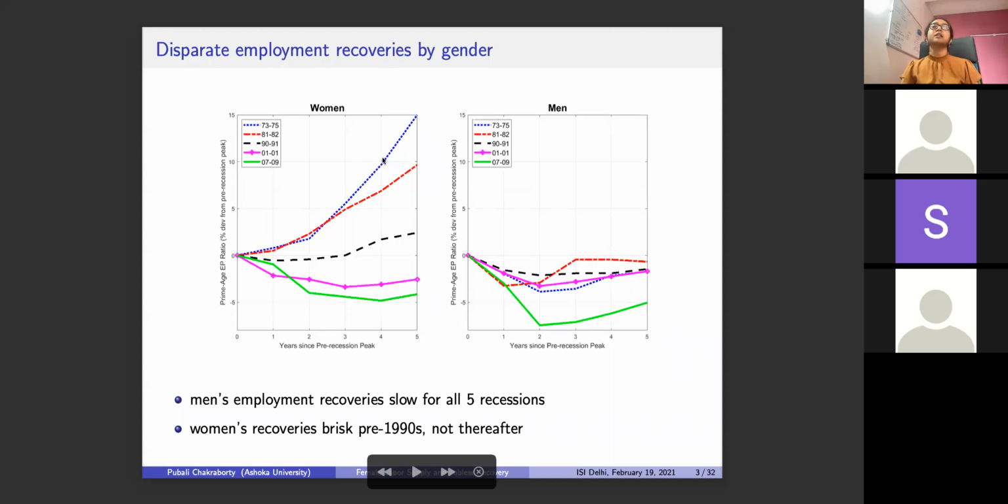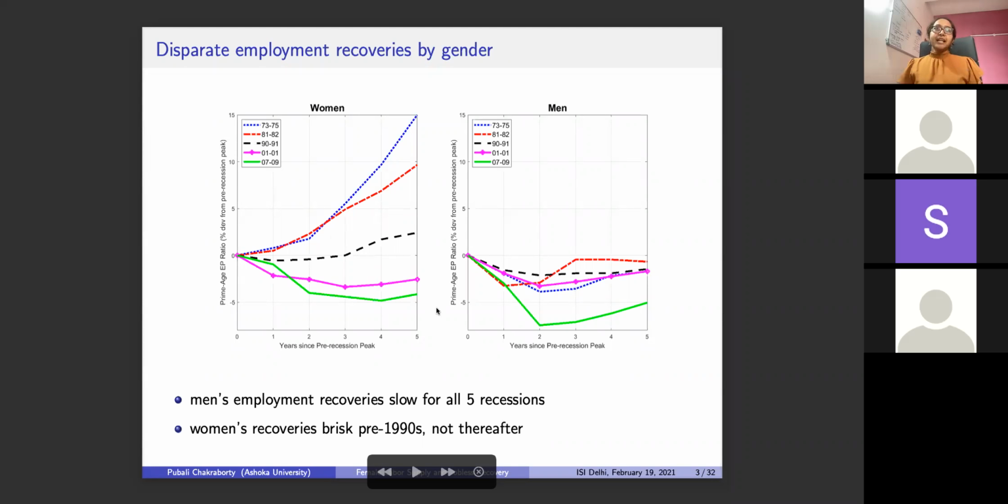But more importantly, if you look at the same picture, employment to population ratio deviations from the pre-recession peak for these different five recessions, for women and men separately, you find that for men, apart from, of course, the Great Recession, the other recessions have shown slow employment recoveries. However, for women, the pre-1990 recessions were showing brisk employment recoveries, and there is a slowdown that's happening for women.